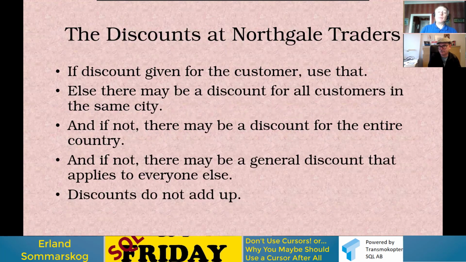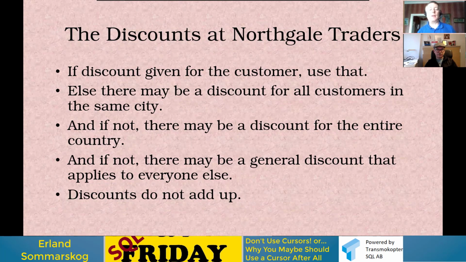So Northfield Traders is an inflated version of an old demo database from Microsoft called Northwind. It has about 1 million orders. And in this particular edition of Northwind, there is a discount system. So you can set a discount given for a specific customer. This customer, we like this guy really a lot. So he gets 10% off. But we may also say that all customers in Berlin, we like Berlin. Berlin is a cool city, so we give them 5% off.